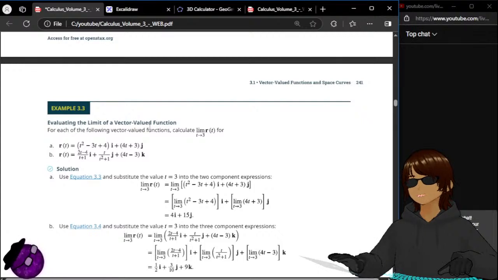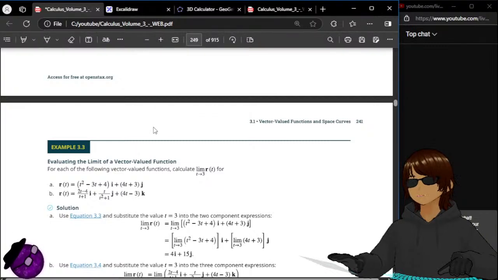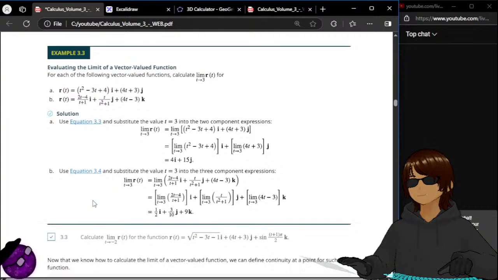Evaluating the limit of a vector valued function. So we have r(t) = (t^2 - 3t + 4)i plus something j. So as t goes to 3, right? So 3 squared is 9. 9 minus 9 is 0. We are left with 4i. And then over here we have 12 plus 3, which is 15j. Yeah, 4i plus 15j.